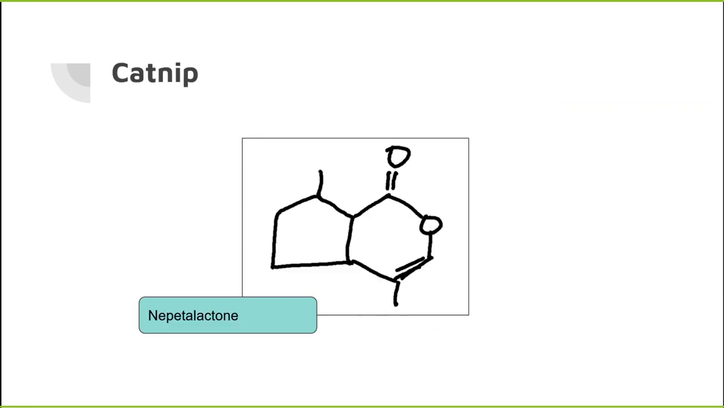Another pheromone. Catnip has an ester in it. You've got your RCOOR. It's a fused ring. This is called nepetalactone. So there's your lactone part of it because it's in a ring. And this is a common name. But this is the active ingredient in catnip that makes cats all happy.